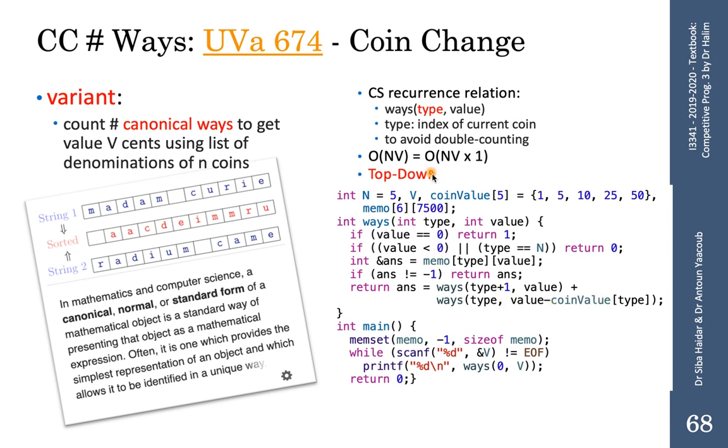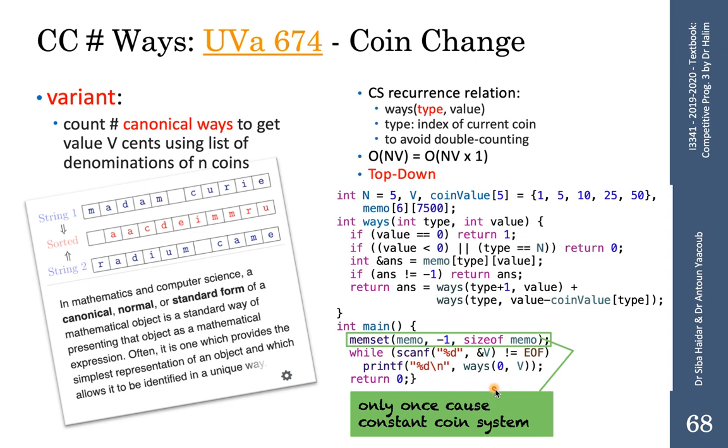And how many states do I have? I have the interval where type varies times the interval where value varies. So n times v times 1. And this is our problem.